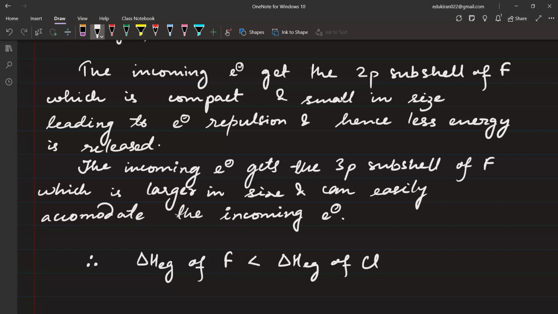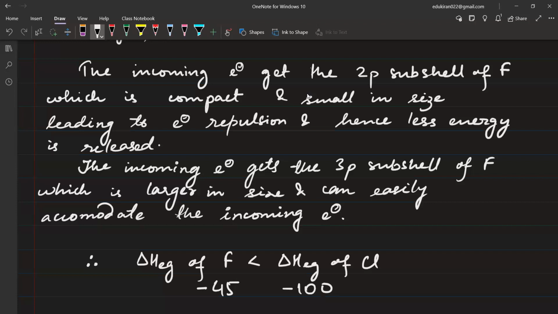And when I talk about delta Heg of fluorine being less than delta Heg of chlorine, I'm talking about the magnitude. I'm not talking about the sign. We don't consider the negative sign because it only tells us about the release of energy. So magnitude of fluorine will be, maybe, 45 with a minus sign, and delta Heg of chlorine will be higher. Let us suppose 100 with a negative sign.